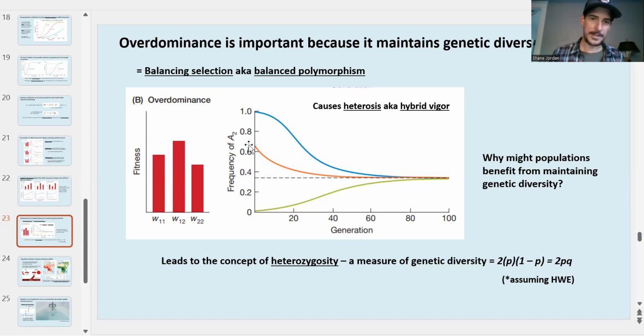Saying P is like saying A1, for example. Saying Q is maybe like saying A2. They're the same thing. And so the idea is that under overdominance or under balancing selection, individuals who carry different alleles at a single locus have higher selective advantages than individuals who are homozygous at those loci.